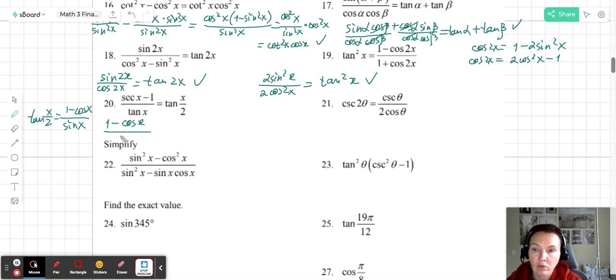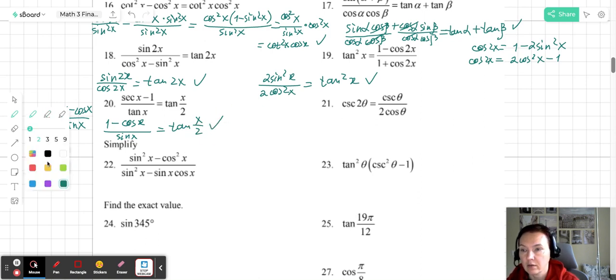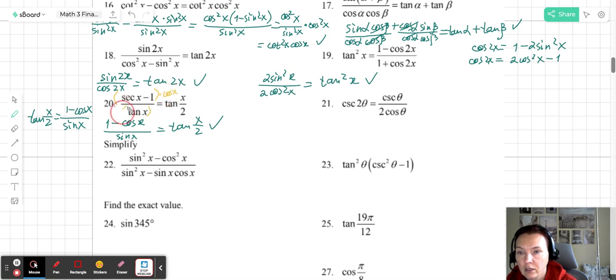Tangent is sine over cosine. Cosines cancel out. So I end up with sine x. Okay, so that is my formula. And here I have it. So again, I just multiplied both of them by cosine x, both numerator and denominator times cosine x. That's what I did there.